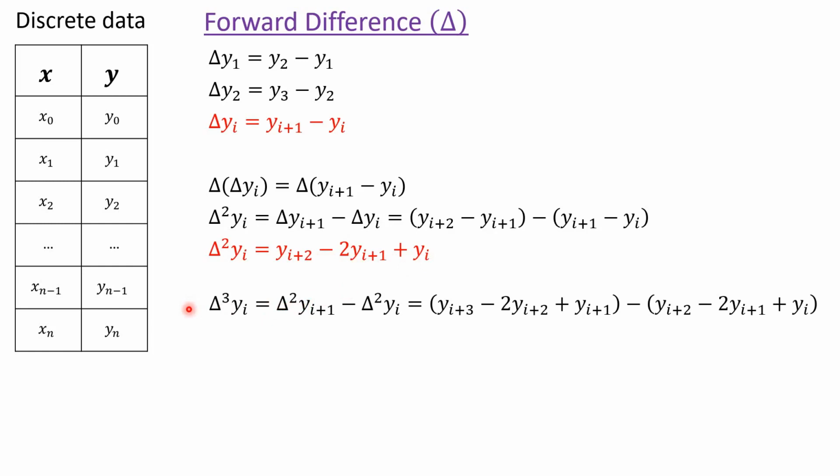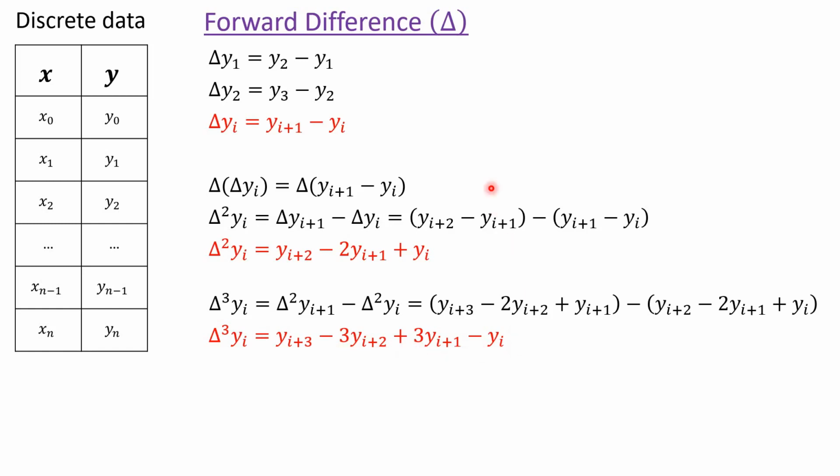Similarly for del cube yi, it is del square of del yi. Del of yi is y(i+1) minus yi, and then we operate del square on that. So del square y(i+1) minus del square yi. Now using the previous result, we get del cube yi equal to y(i+3) minus 3y(i+2) plus 3y(i+1) minus yi.